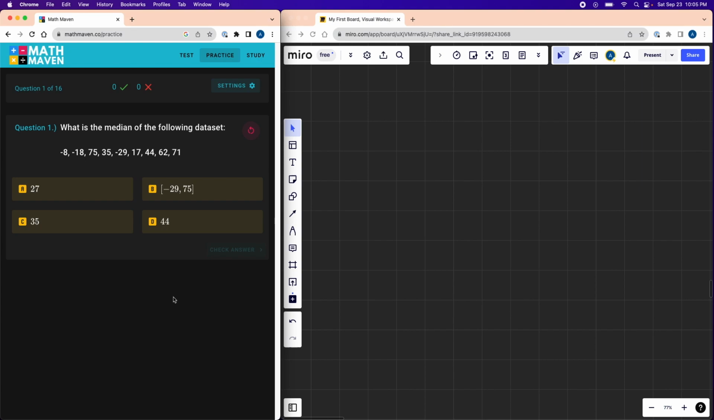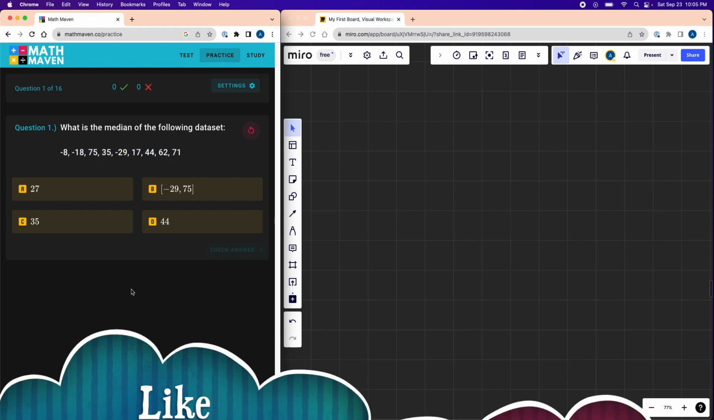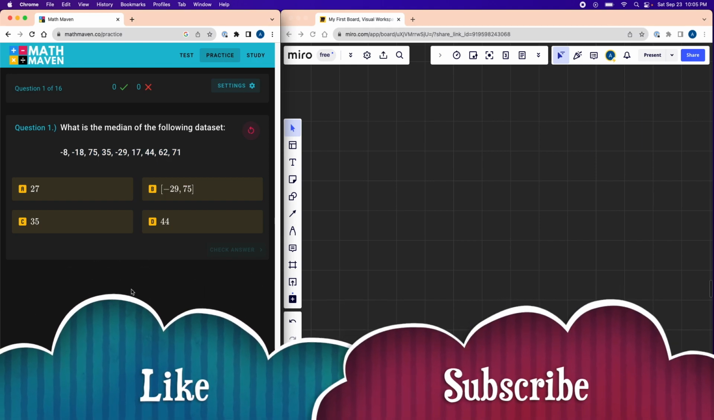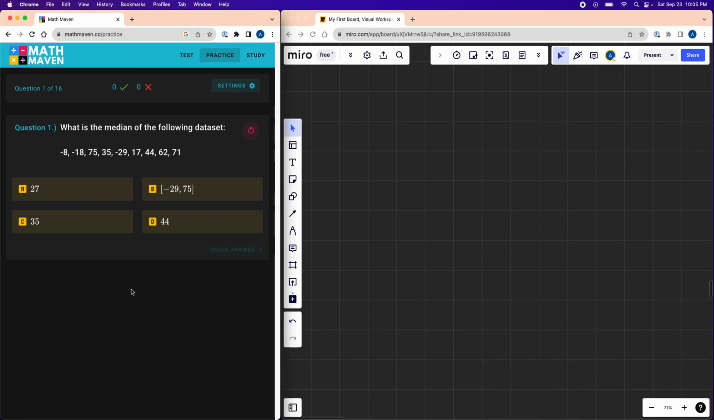Question number 1. What is the median of the following data set? All right, so look at these numbers down here and try and figure out what the median is. So go ahead and press pause and try this one out on your own. All right, so hopefully you attempted that one.